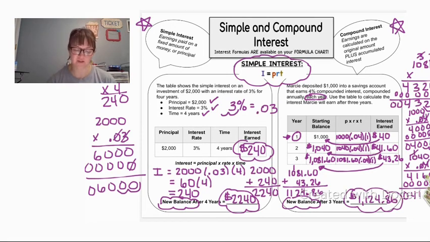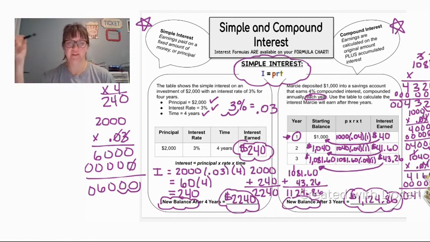So with compound interest, a little bit different because they're not just going back to the original principal every time they calculate your interest. They are taking your interest from the previous year, adding that to your principal, and then calculating your interest for the next year based on that new principal, and then adding that at the end of the year and calculating your interest on that new principal.